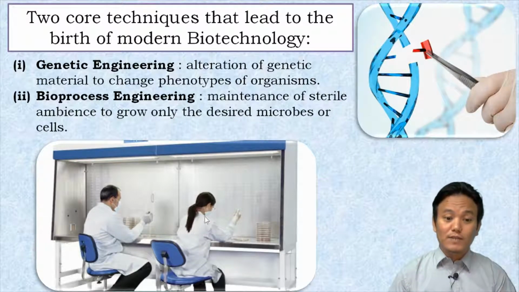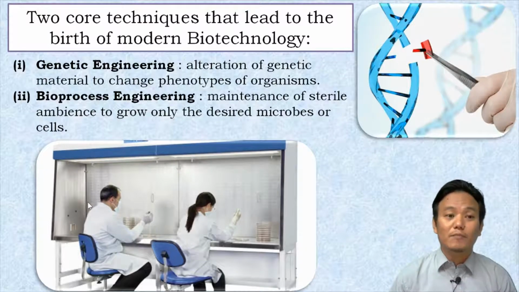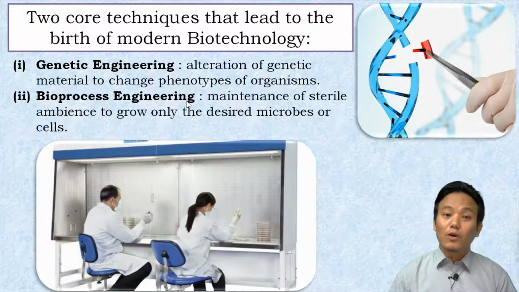Or if a scientist is trying to grow a particular cell, let's say a liver cell, right, so he can grow only liver cell in the petri dish, and no other contaminant will grow in that particular petri dish. Right? So such technique is called as bioprocess engineering, and that is the second core technique which led to the birth of our modern biotechnology. So these are the two core techniques which led to the birth of modern biotechnology.